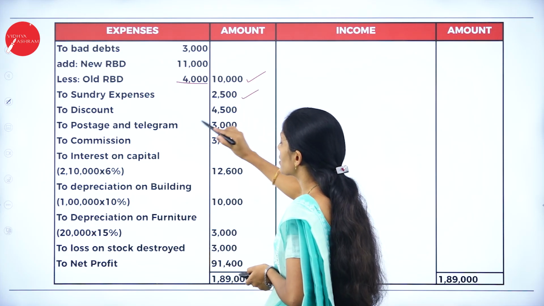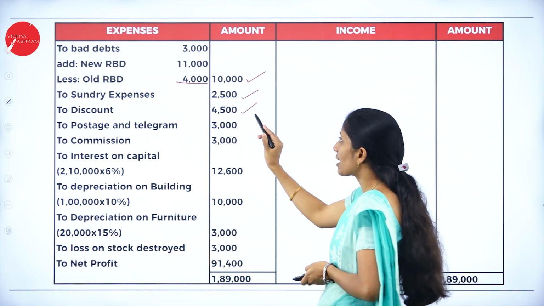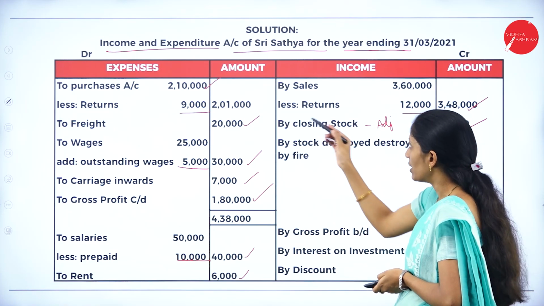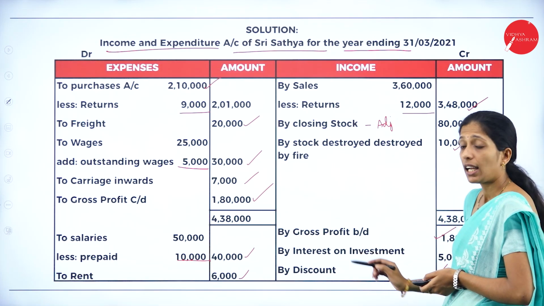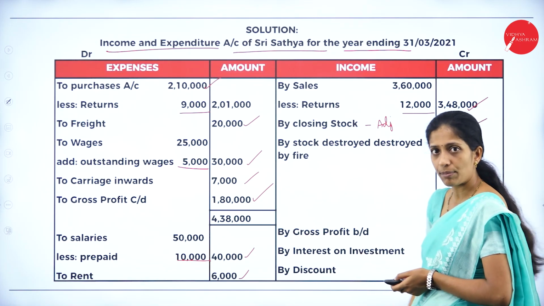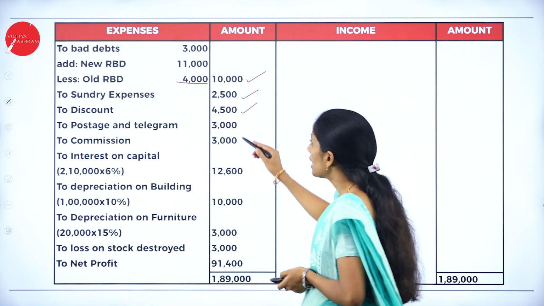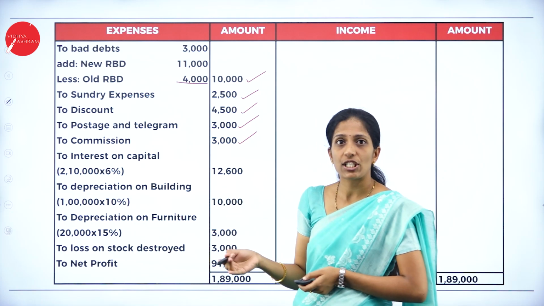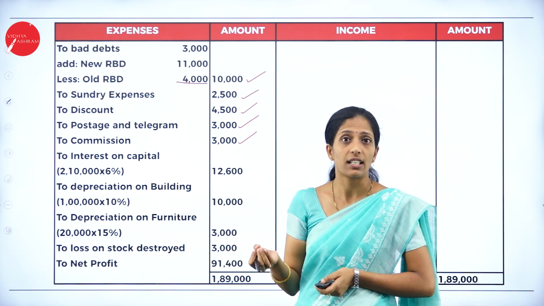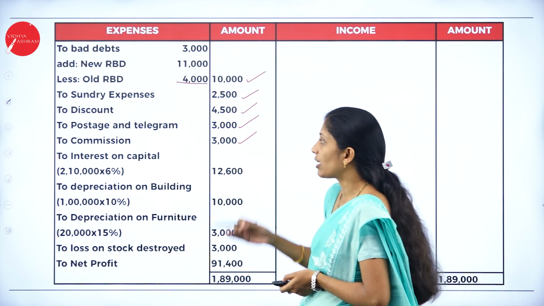Next, sundry expenses, discount. So discount allowed and discount received we have. Discount allowed in the debit side, discount received in the credit side. Interest on investment is an income. So that also you have to record. Next, postage and telegram, commission. Next, go through the adjustment. We have left certain adjustments. So that you have to record here.